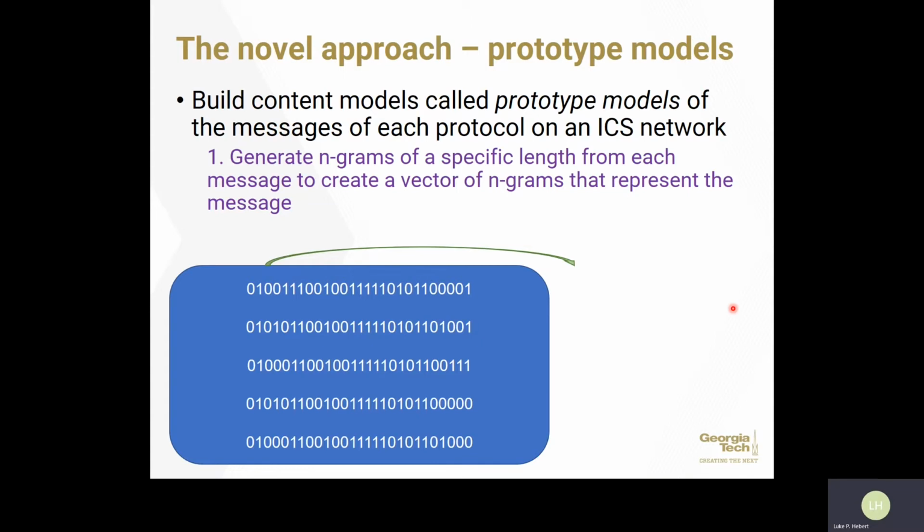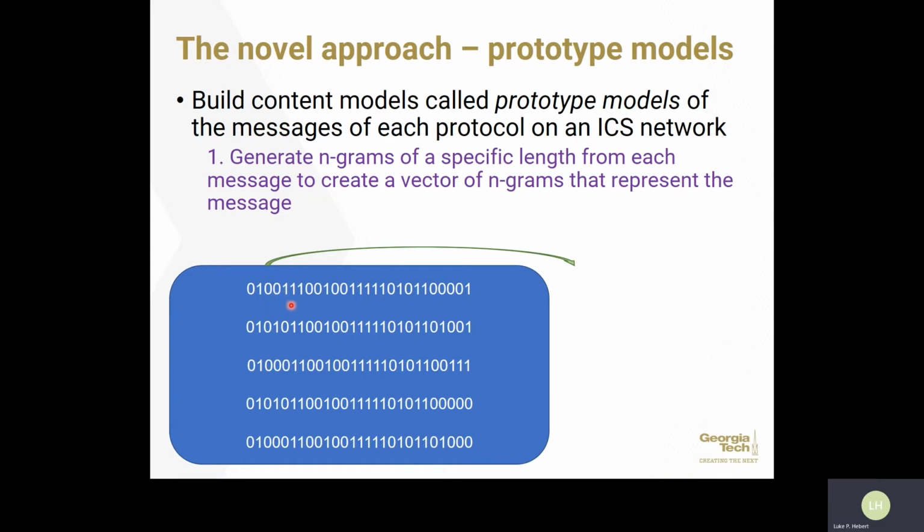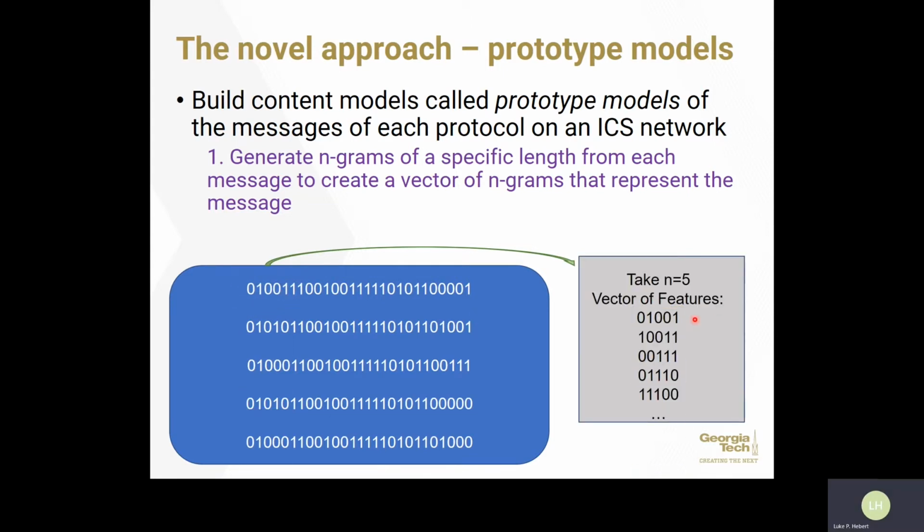For the first step of creating a prototype model, we generate n-grams of a specific length from each message to generate a vector of n-grams that represents the message. So we're basically trying to generate this vector of n-grams. N-grams are just the substrings found within a message that are sequential characters. So if we're taking, say, n equals 5, it'll be a 5-gram, and then 1, 2, 3, 4, 5 creates this first n-gram. And then likewise the second n-gram, and then the third.